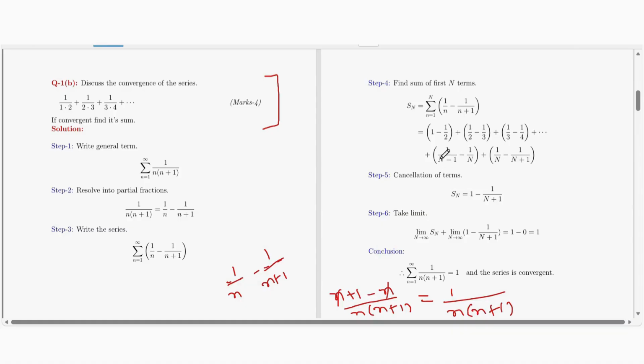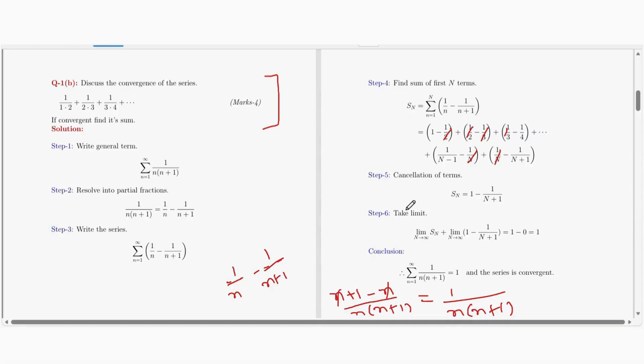Now observe here, minus 1 by 2 plus 1 by 2, so this term cancels out. Same way, minus 1 by 3 plus 1 by 3 cancel out. Here, plus 1 by n minus 1 by n cancel out. So observe this pattern. In this pattern only the first term and last term remain as they are. In between, all terms cancel out.